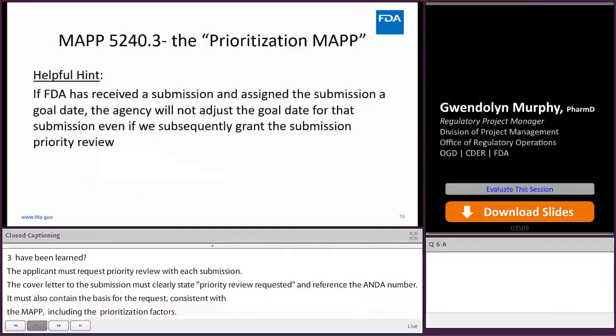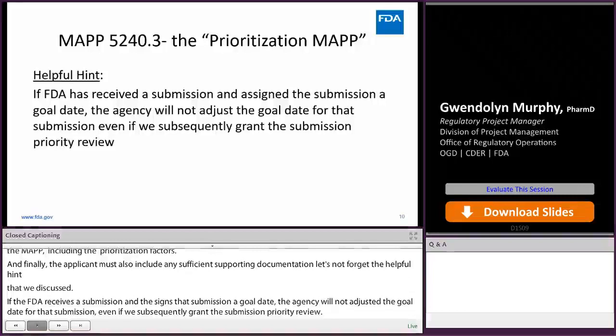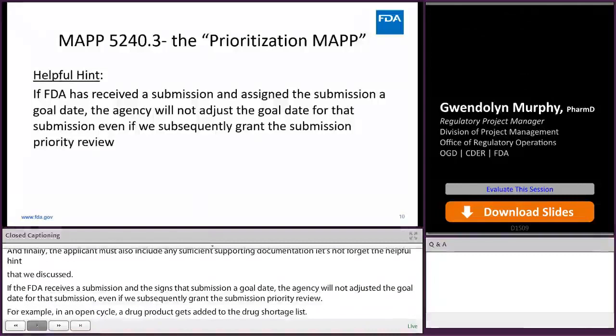And finally, the applicant must also include sufficient supporting documentation. Let's not forget the helpful hint that we discussed. If FDA receives a submission and assigns that submission a goal date, the agency will not adjust the goal date for that submission, even if we subsequently grant the submission priority review. For example, in an open cycle, a drug product gets added to the drug shortage list. We may grant the submission priority review, however, the goal date for that submission will not change.